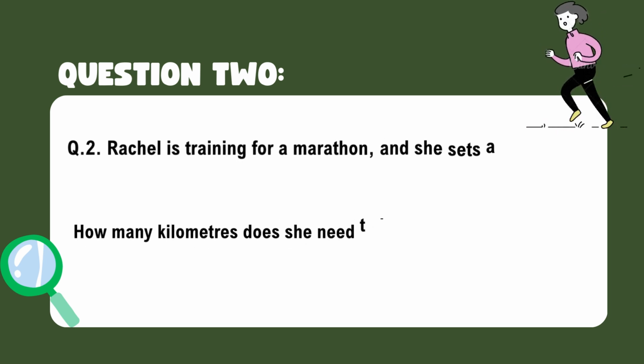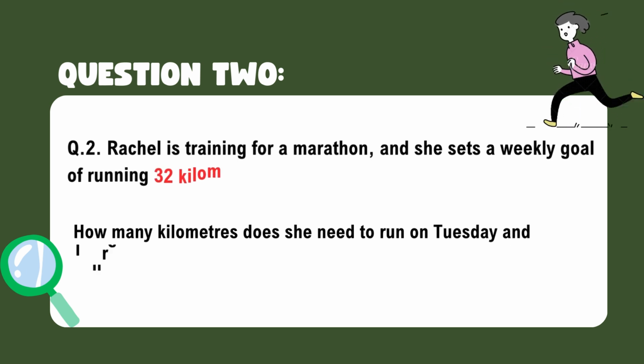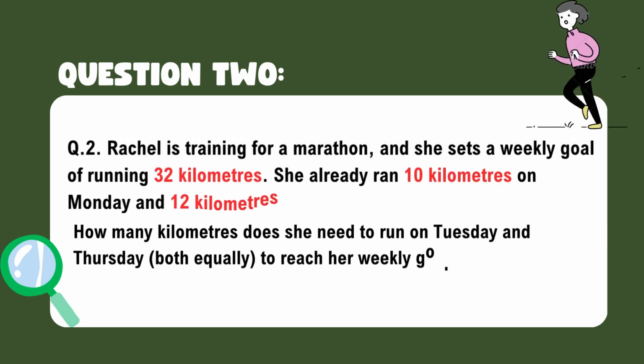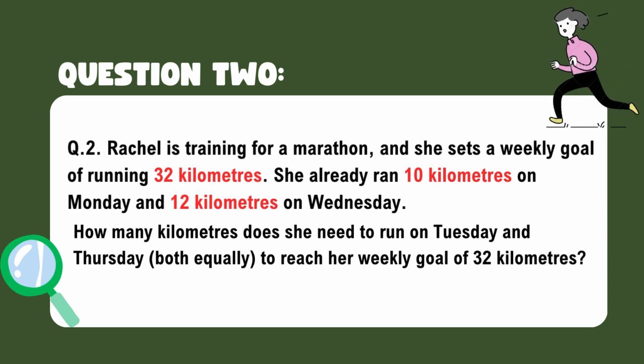Question number 2. Rachel is training for a marathon and she sets a weekly goal of running 32 kilometers. She already ran 10 kilometers on Monday and 12 kilometers on Wednesday. How many kilometers does she need to run on Tuesday and Thursday to reach her weekly goal of 32 kilometers?